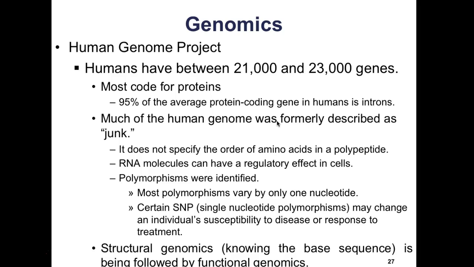You also get this thing called polymorphisms that were identified. Most polymorphisms vary by only one nucleotide. Certain SNPs, or single nucleotide polymorphisms, may change an individual's susceptibility to disease or response to treatment. So, structural genomics, knowing the base sequence, is being followed by functional genomics.